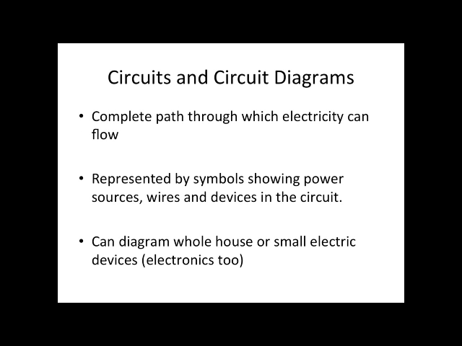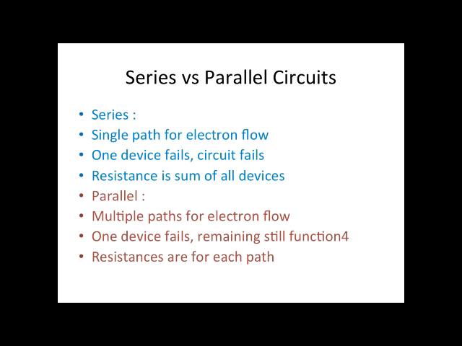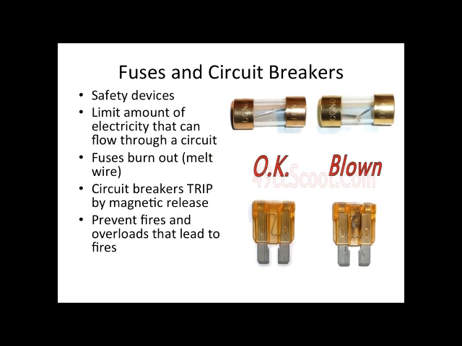Circuits and circuit diagrams: there's going to be a video for you to watch on how to draw them. But basically the idea is there's a path, a closed loop, and electricity can flow through devices, objects and wires and give us power to do things. There are two ways to draw it. Single path circuits are called in series. If one device fails, the whole circuit fails, and the resistance is the sum of all the devices. In a parallel circuit there are multiple paths. If one device fails, the remaining still function, but the resistances are calculated with a 1 over R calculation.